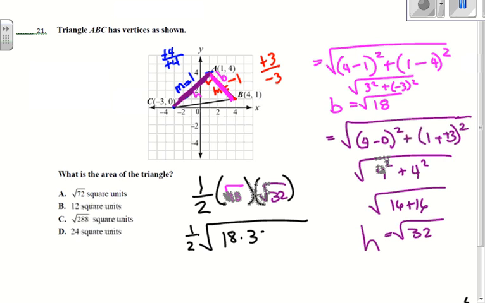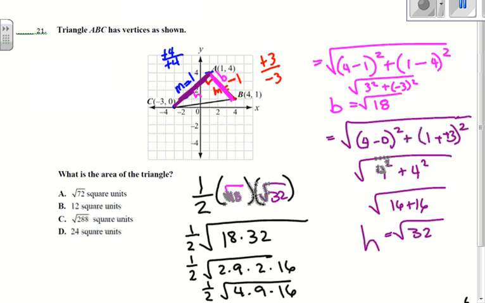When they're radicals, you can just multiply them together. I'm going to do this, though. 18 is 2 times 9, 32 is 2 times 16. That would be 1/2 times the square root of 4 times 9 times 16. Those are all perfect squares. The square root of 4 is 2. The square root of 9 is 3. And the square root of 16 is 4. Half of 2 is 1. So 1 times 3 times 4 is 12 units. So that would be B.